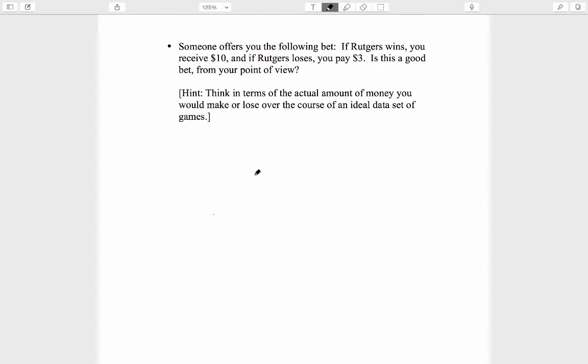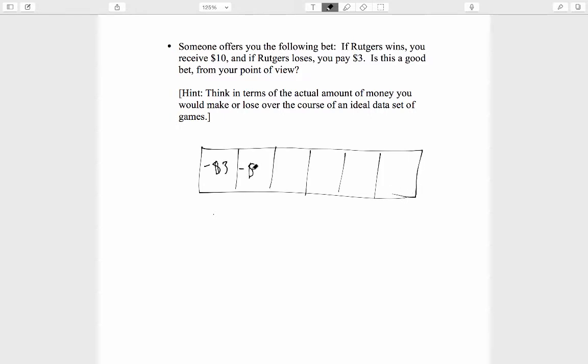Continuing with the same example, suppose someone offers you the following bet. If Rutgers wins, you receive $10, but if Rutgers loses, you pay $3. Is this a good bet from your point of view? We've already thought about what an ideal data set looks like, so I've got a $3 loss in 5 out of the 6 boxes, in 5 out of the 6 members of the ideal data set, and I've got a $10 gain in the other 1.